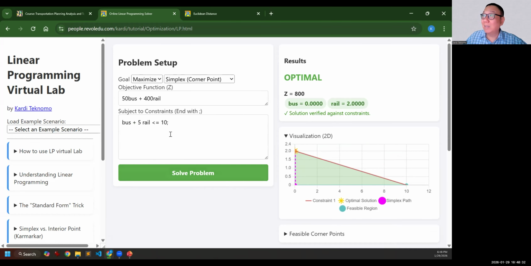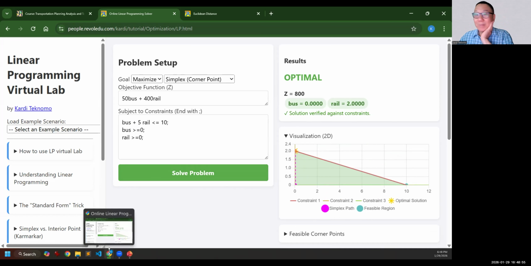If you want, you can also add that the bus must be larger than or equal to 0, semicolon, and then the rail must also be larger than or equal to 0. These two are optional. It will give you exactly the same result. I will let you try so that you will know.